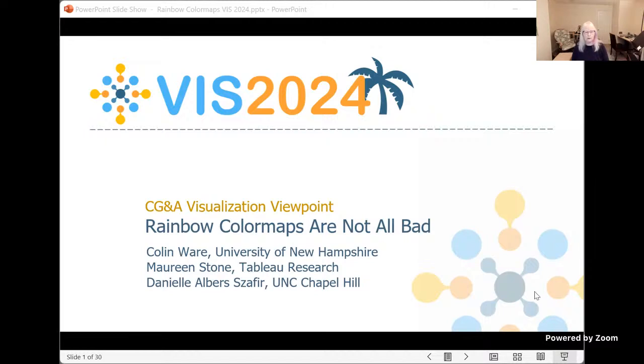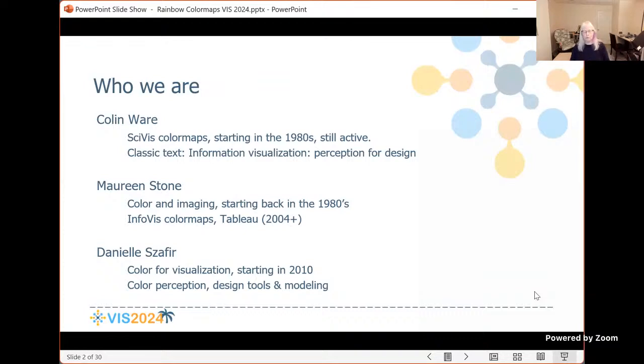So who are we to take on the standard wisdom that rainbows are bad? Well, as you can see, among us, we have many years of work in color, perception, visualization. Colin has been at it since the 80s and has written the definitive text on the topic. I also have been working in color since the 80s, but I didn't get into the visualization area until I started doing color maps for Tableau. Danielle is a relative newcomer, but she and her students have put together a remarkably excellent body of work. If you don't know her already, you should go find out.